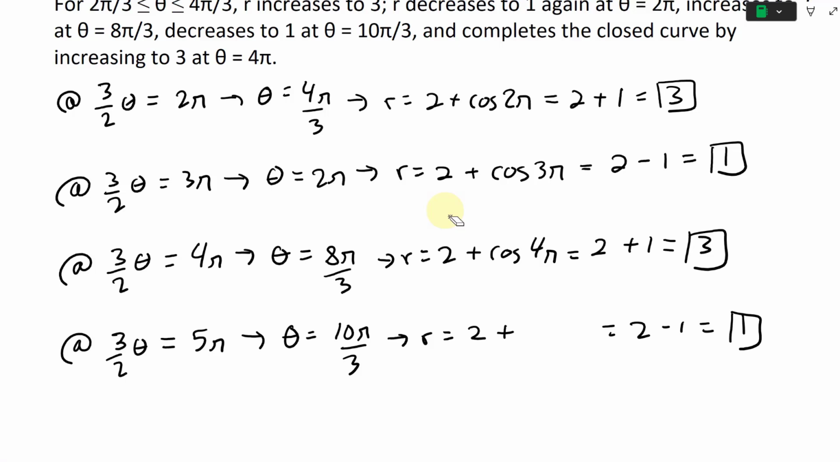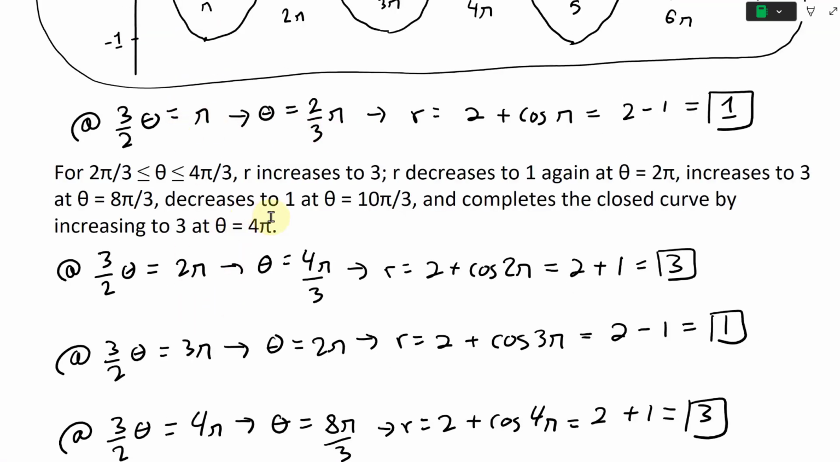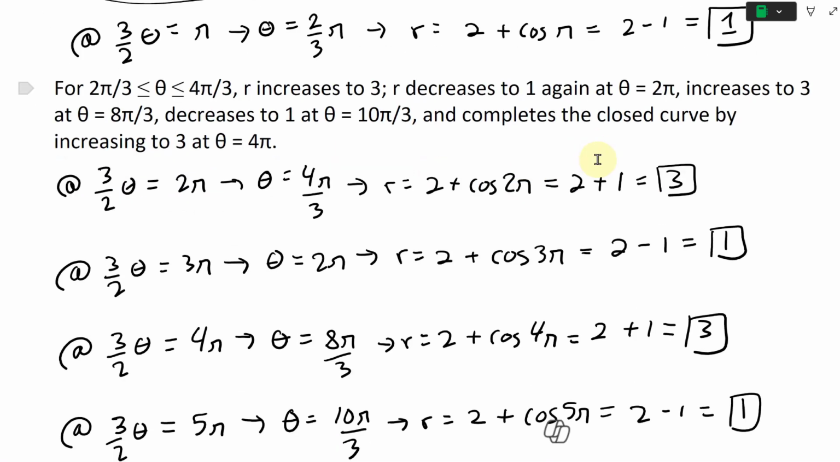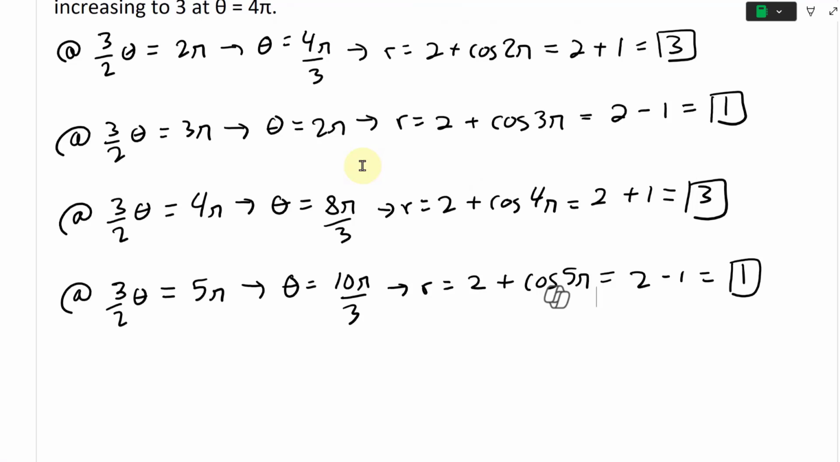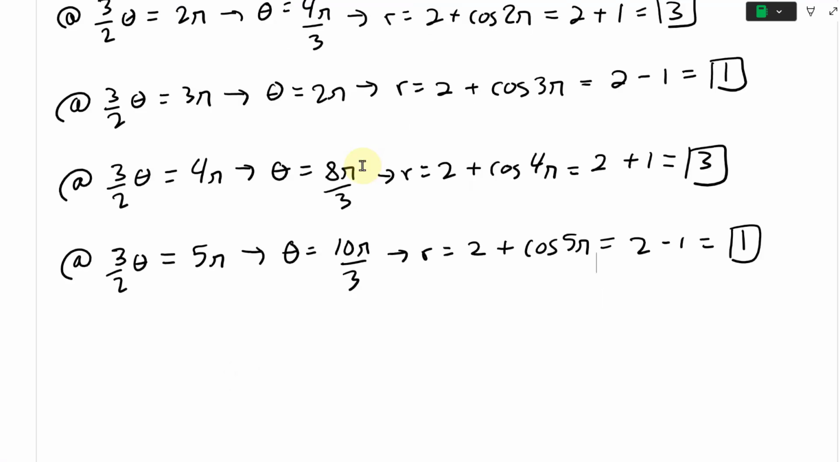And then every 2 pi over 3, or every pi for the 3/2 theta, this is going to be cosine 5 pi. And yeah, that is what we get there. Let's double check all this. So it decreases to 1 at theta equals 10 pi over 3, and then completes a closed curve by going back to 3 at theta equals 4 pi. So this is basically 2 full curves, and now it's going to go all the way back. We'll draw this out and show you how it closes the curve.